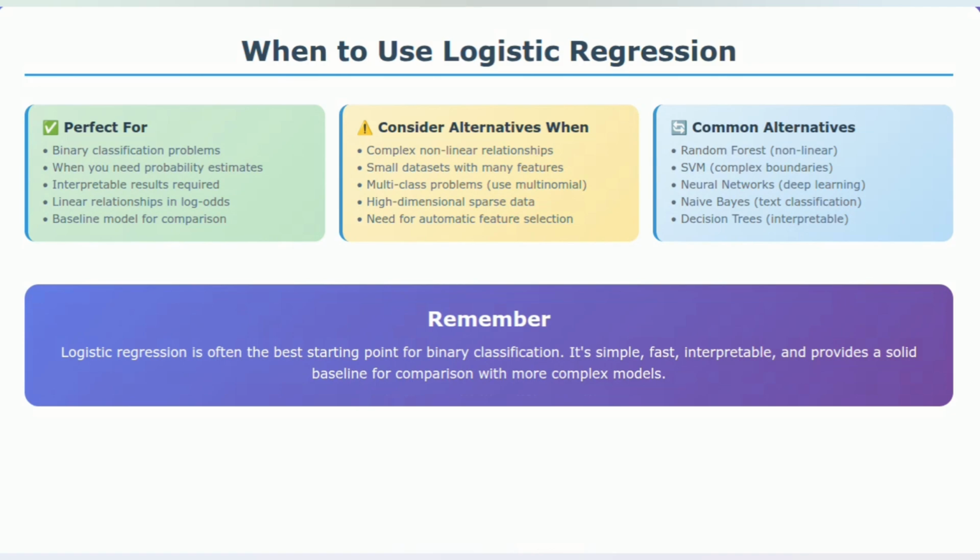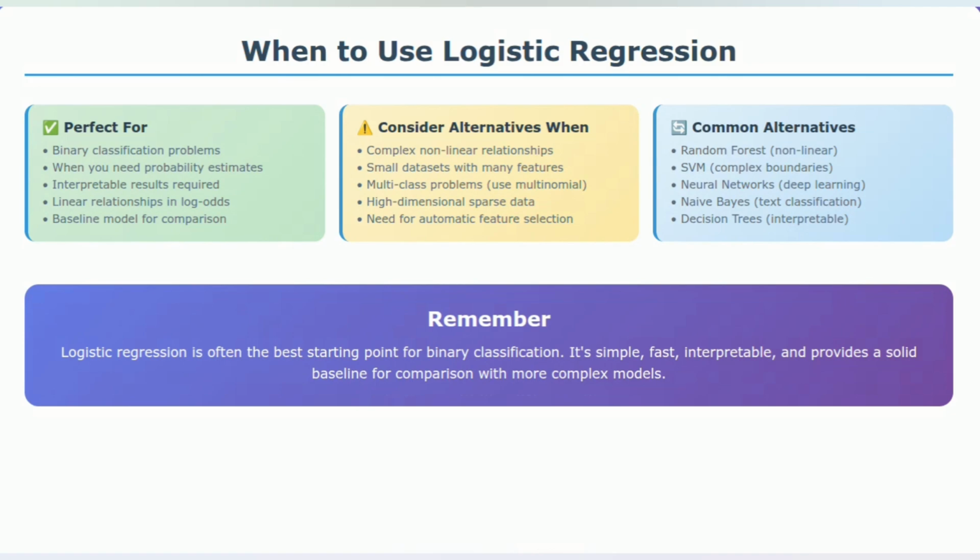But hold on, there are times when you should consider alternatives. If you're dealing with complex nonlinear relationships, small datasets with tons of features, or multi-class problems, you might want to explore other options. High-dimensional, sparse data can be tricky for logistic regression.